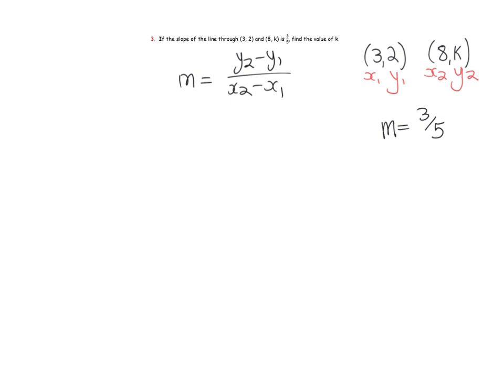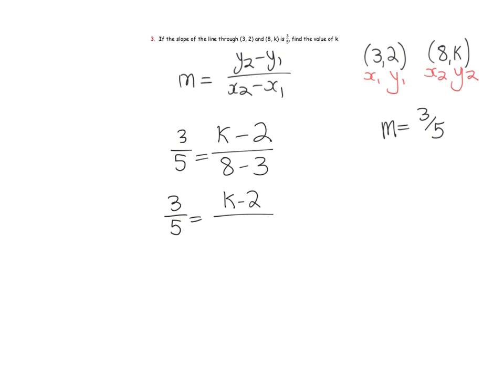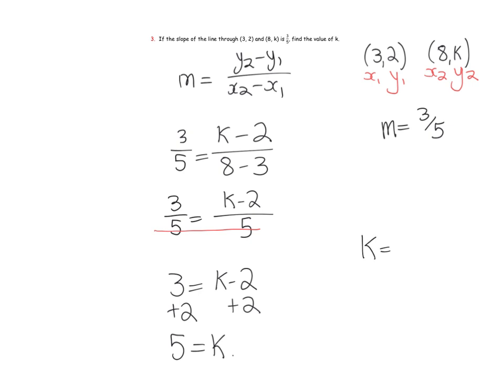So then we fill in the information that we know. m is 3 over 5, y2 is k, y1 is 2, over x2, which is 8, minus x1, which is 3. So this will stay as 3 over 5, and this will be equal to k minus 2 over 8 take 3, which is 5. So we have 5 under both, so we can forget about the 5. Then this becomes 3 is equal to k minus 2. I'm going to add 2 to both sides, and then we get 5 is equal to k. So the value of k in this example is 5.